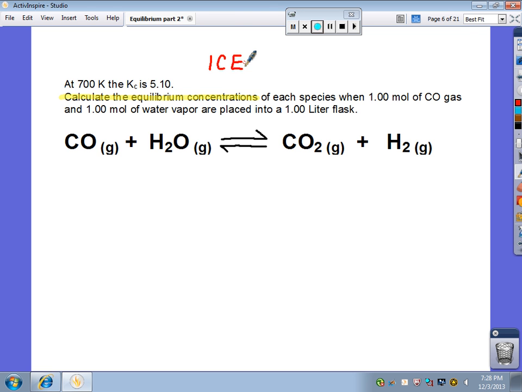And in ICE, I stands for initial, so use the initial concentration. C stands for the change, and E stands for the equilibrium value.